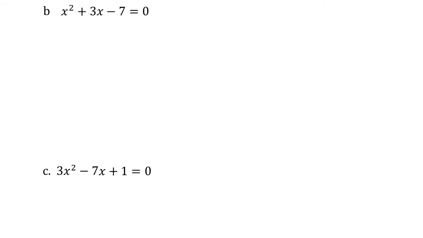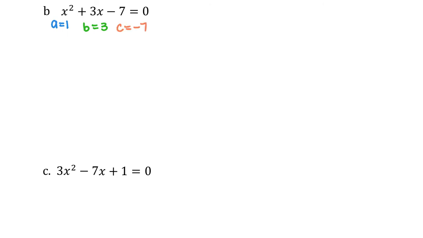Okay, first thing, make sure it's in standard form. It goes from highest degree to lowest. It does equal to 0. So I'm going to go ahead and identify a, b, and c. Oh, there's x squared, but there's no number in front of it. Remember, if there's no number in front of it, the coefficient is 1, so a is 1. Since it's plus 3x, b is 3. Since it's minus 7, c is negative 7.